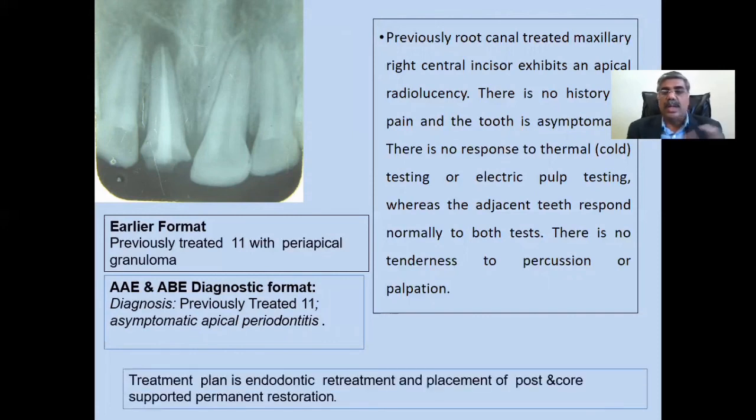And based on that, it will help the clinician to plan the endodontic treatment for this patient. Endodontic retreatment with the placement of post and core supported permanent restoration is the treatment plan for this. So this is how, based on the AAE and ABE recommendation, a student or a practitioner should write. We should have a separate pulpal diagnosis and periapical diagnosis.